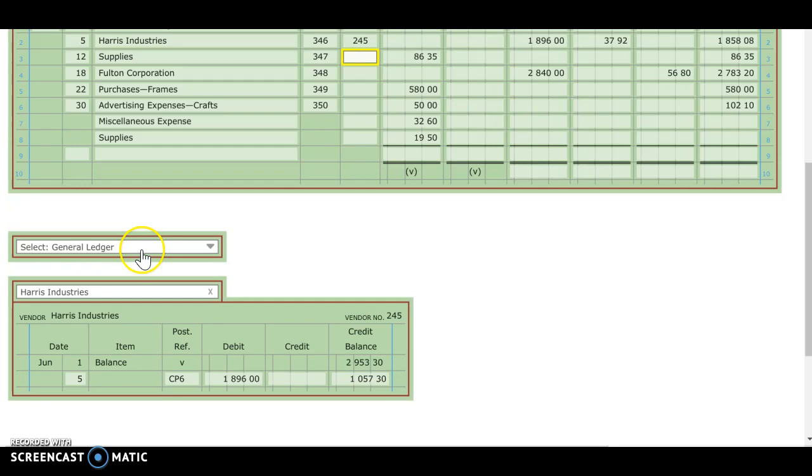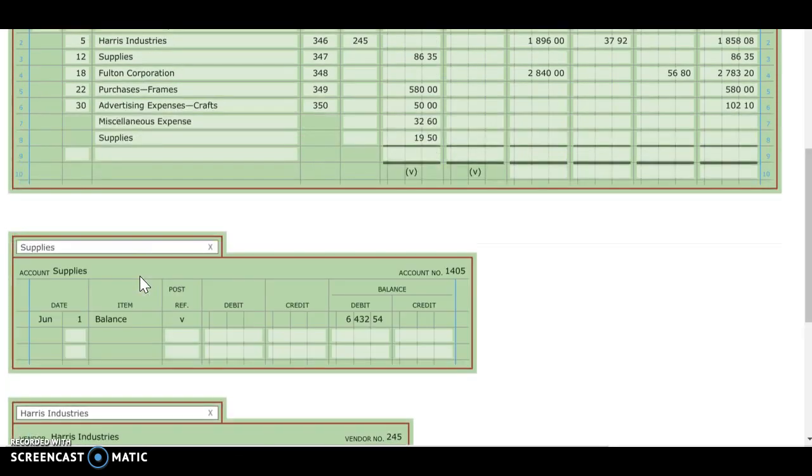Okay, next we are going to go to supplies. So that's in our general ledger. June 12th is the date. CP6 for post reference. And here we have a debit of $86.35. Find our new balance. Our new balance is $6,518.89. Account number 1405 up at the top.